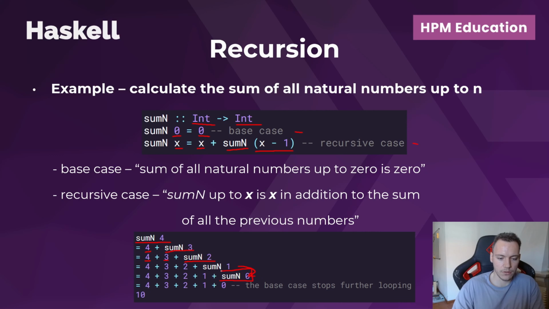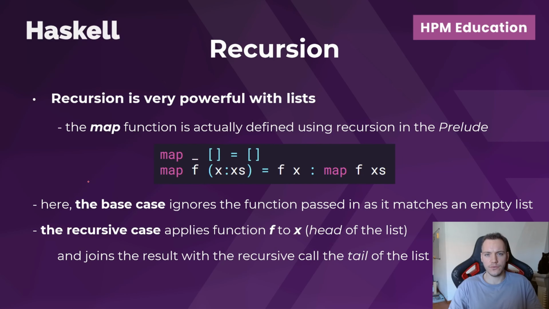Sum n of 0 will simply return 0 and recursion stops, and we have defined our sum n of 4 as the sum of all these numbers with recursion, and the answer is 10. Recursion is very often used with lists and is very useful in that case.